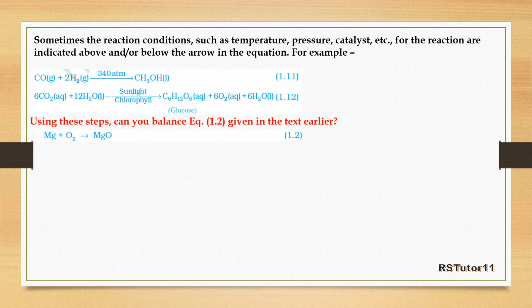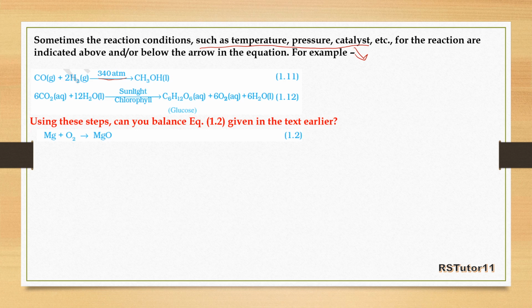Next, sometimes the reaction conditions such as temperature, pressure, catalyst. See, a catalyst is basically something which increases the rate of reaction, like a booster dose. For the reaction, these are indicated above and or below the arrow in the equation. See, for example, they have given you an equation: carbon monoxide CO, that is G, in the gaseous form, plus 2H2, again gaseous form. See, they have mentioned 340 atmospheric pressure.